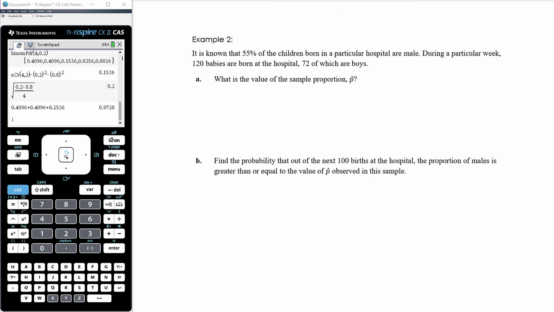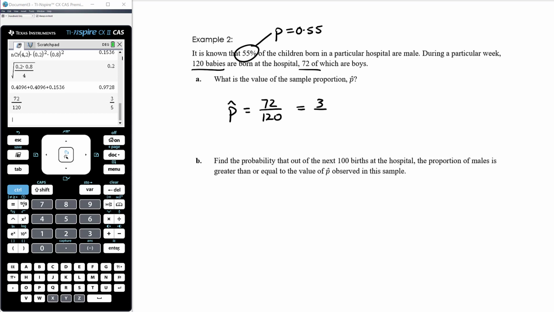Alright, example 2. It's known that 55% of the children born in a particular hospital are male. During a particular week, 120 babies are born at the hospital, 72 of which are boys. What is the value of the sample proportion? So this is the population proportion, p is 0.55. The sample proportion: we took a sample of 120 babies in a particular week, and 72 of those were boys. So the sample proportion is 72 out of 120, which as a fraction in simplest form is 3/5, or as a decimal is 0.6. So a slightly higher sample proportion than population proportion.